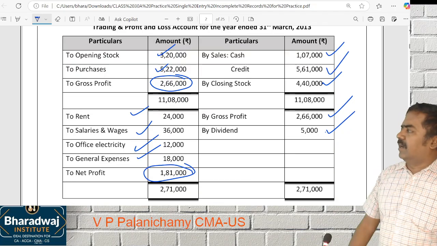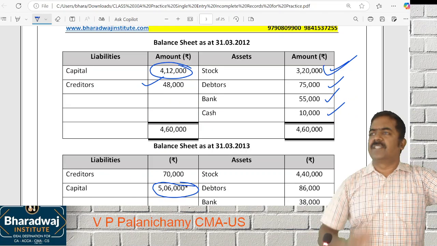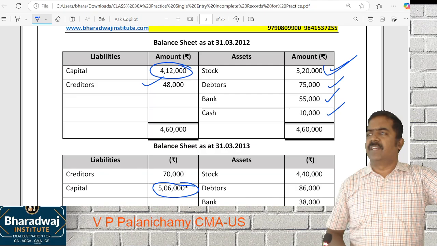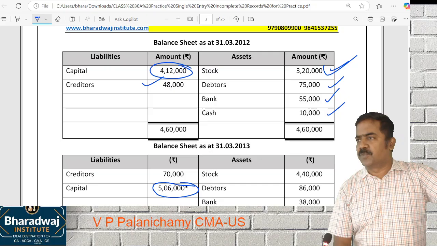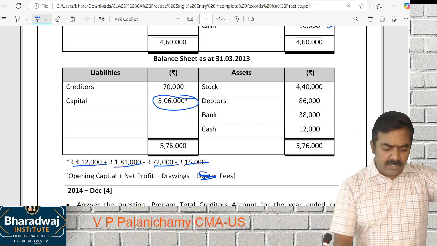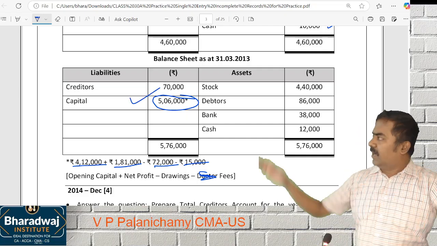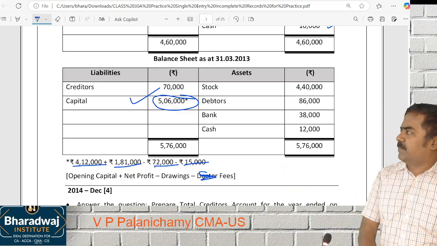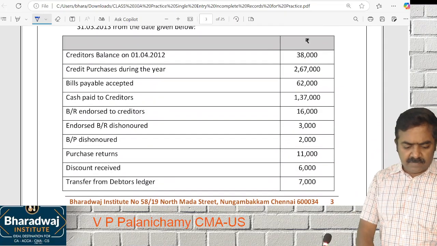Then to find the opening capital, we prepare balance sheet at the beginning of the year. You can call it as statement of affairs at the beginning of the year. All data is available. Opening stock, debtors, bank, cash are given. Creditors is given. Balancing figure is what? Capital. Closing capital: opening capital plus net profit minus drawings minus the tuition fees paid. You will get this 5,06,000. All the other data is given. Stock, debtors, bank, cash is given to us. Next.